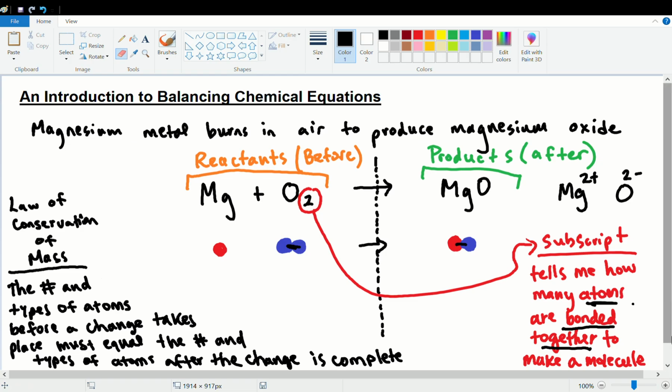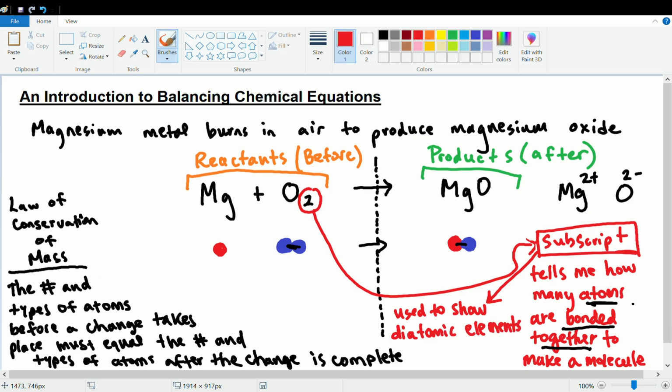And that's telling me that I have one magnesium and one oxygen bonded together. And so the other thing I want to make a comment about is subscripts. They are used to show diatomic elements and to balance charges. So what we just talked about is that this oxygen is a diatomic element, and so to show that, I write a little 2 or a subscript of 2.